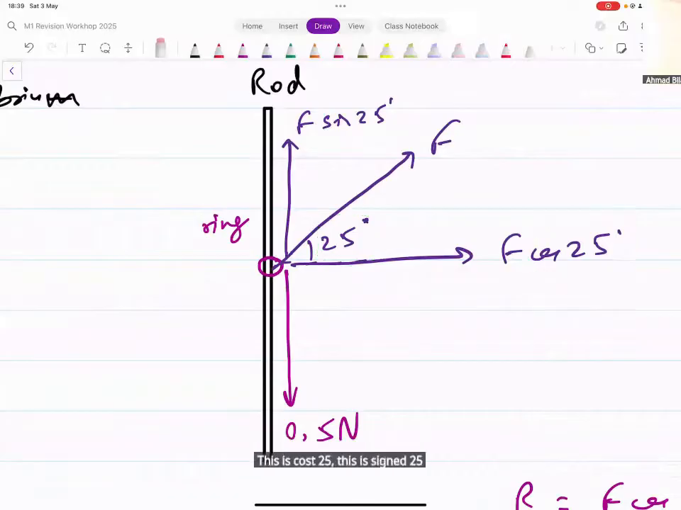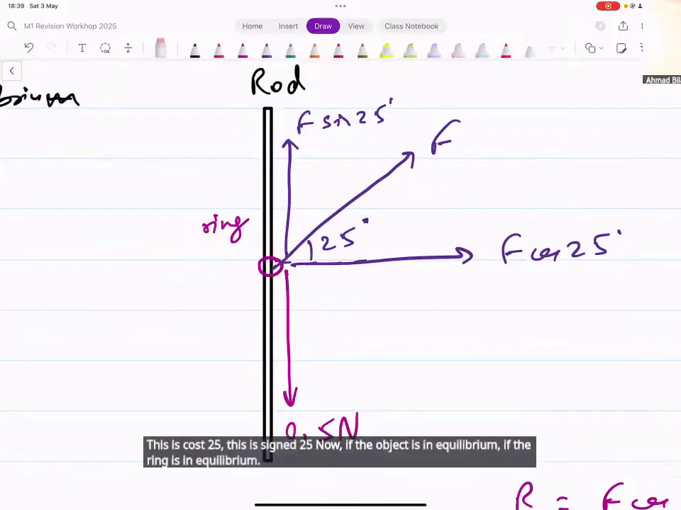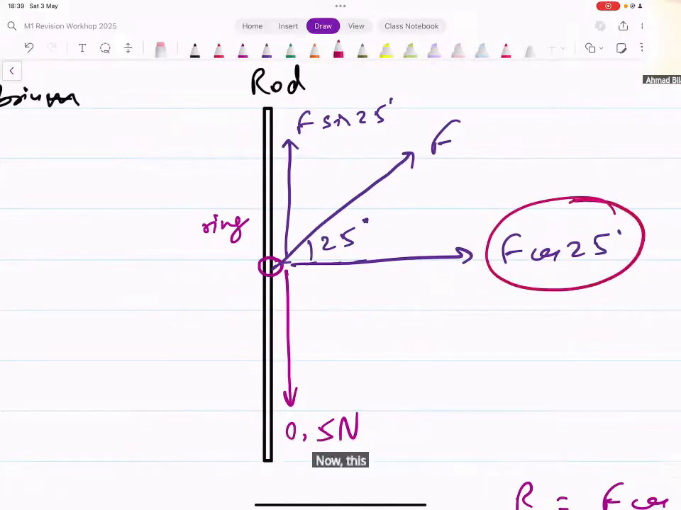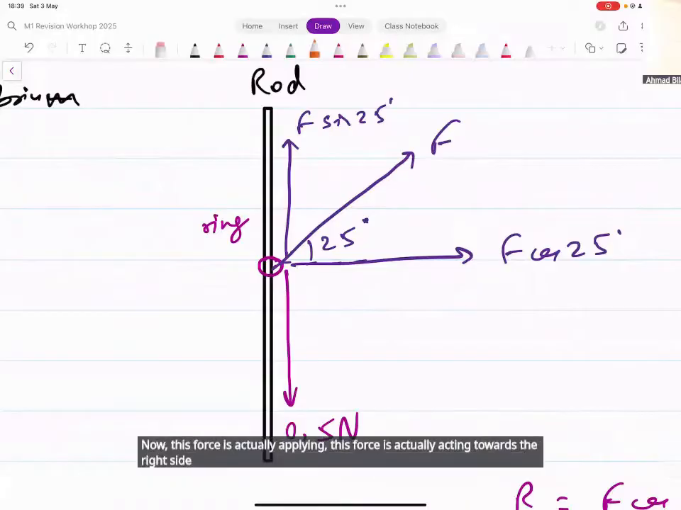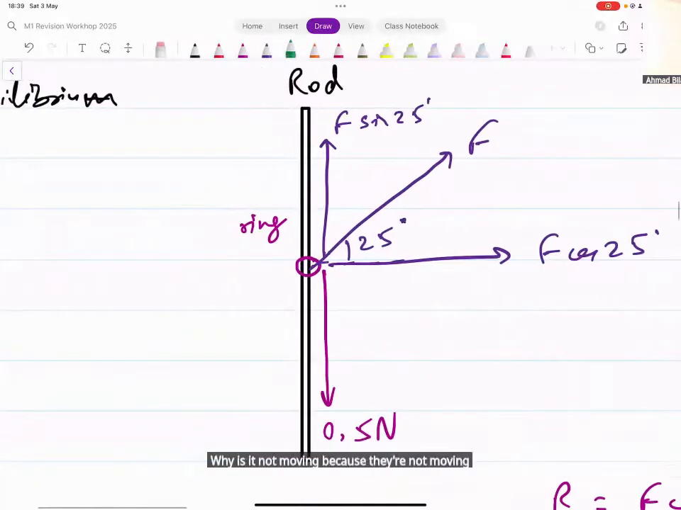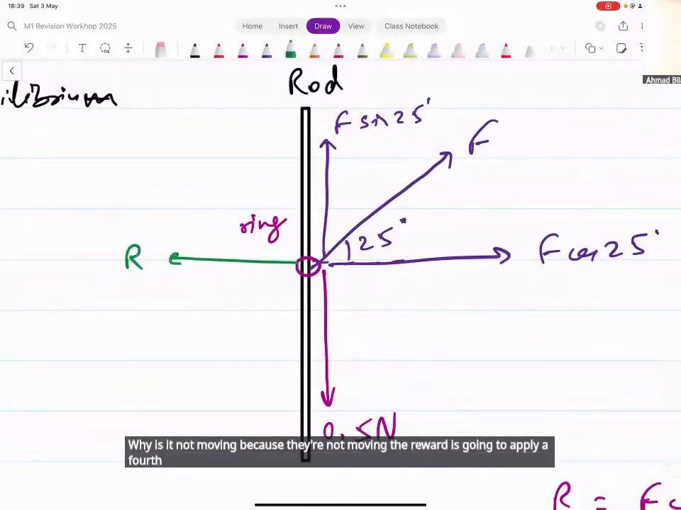Now, if the ring is in equilibrium, what does that mean? Opposite forces have to be equal to each other. Now, this force is actually acting towards the right side. It's trying to make the ring move towards the right side, but the ring is not moving. It's tied to the rod. Why is it not moving? Because the rod is going to apply a force towards the left side, and that's going to be the normal reaction in this case.